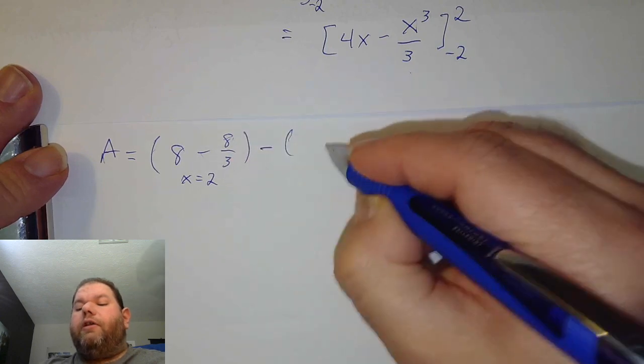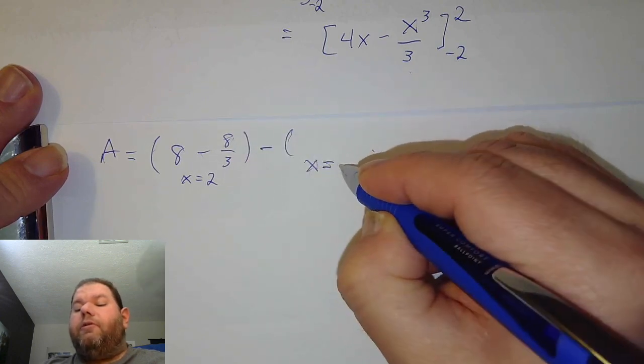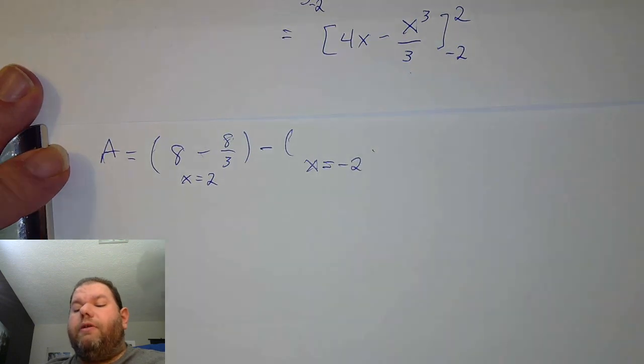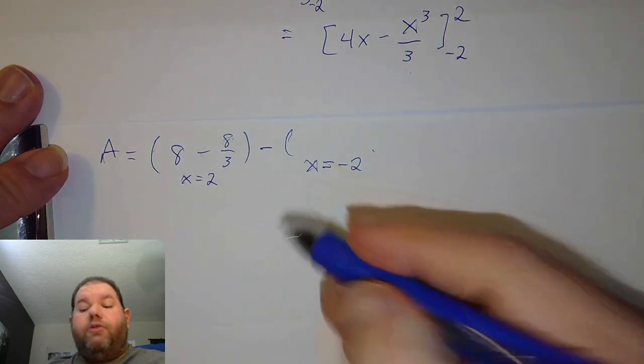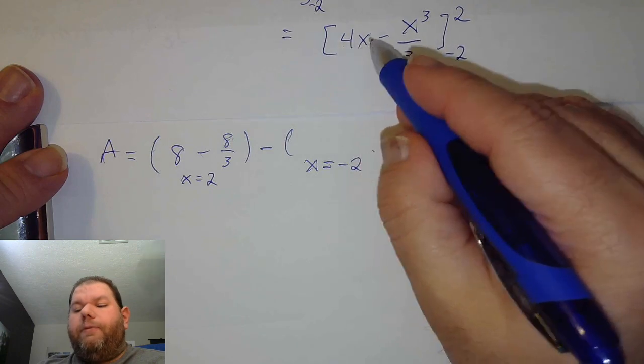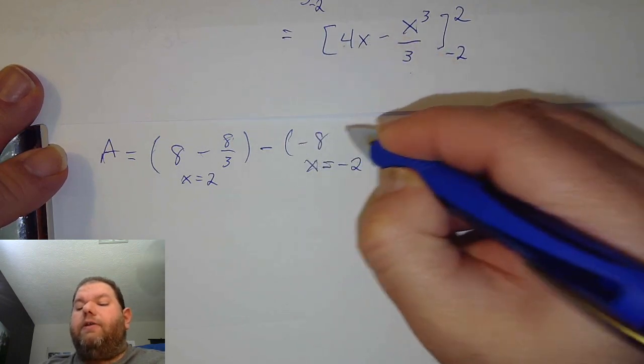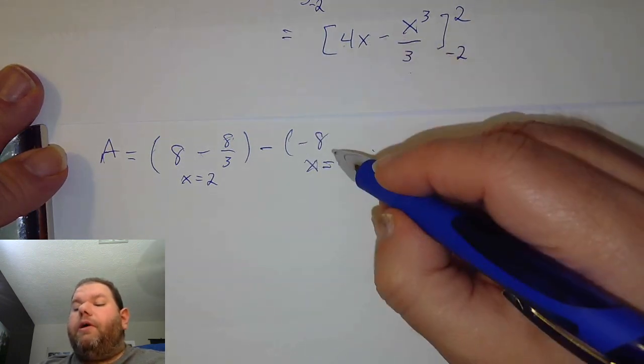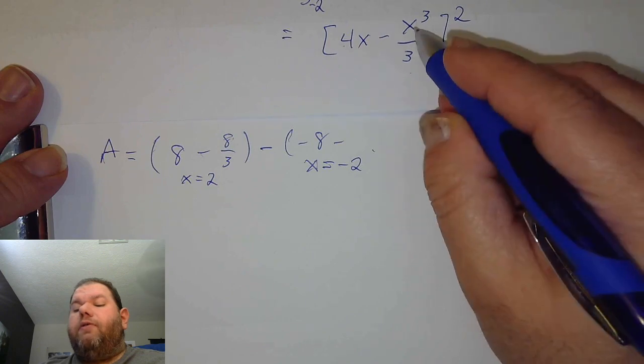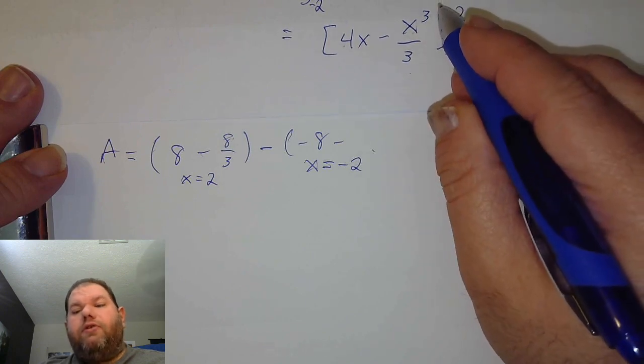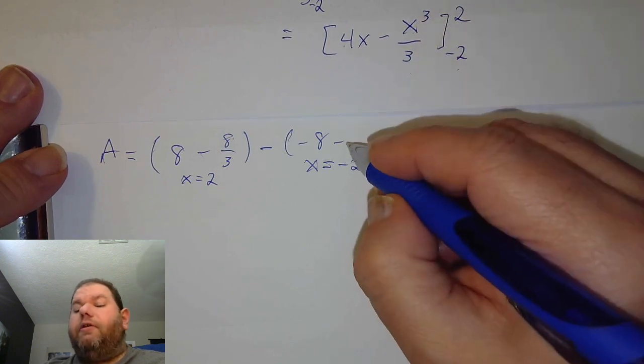And then we'll subtract and plug in the lower limit of integration, which is negative 2. So 4 times negative 2 is negative 8, minus negative 2 to the third power, which is negative 8 over 3.